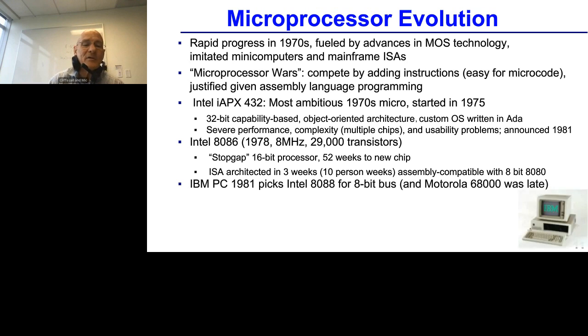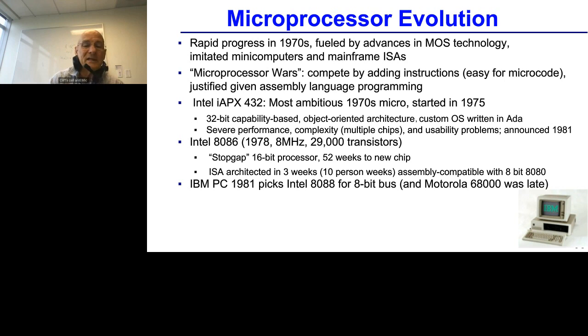To their great fortune, IBM in 1981 needed a microprocessor, and they picked an 8-bit bus version of the 8086, the 8088. They really liked the Motorola 68000. Its instruction set was much like the 360, but it was late.